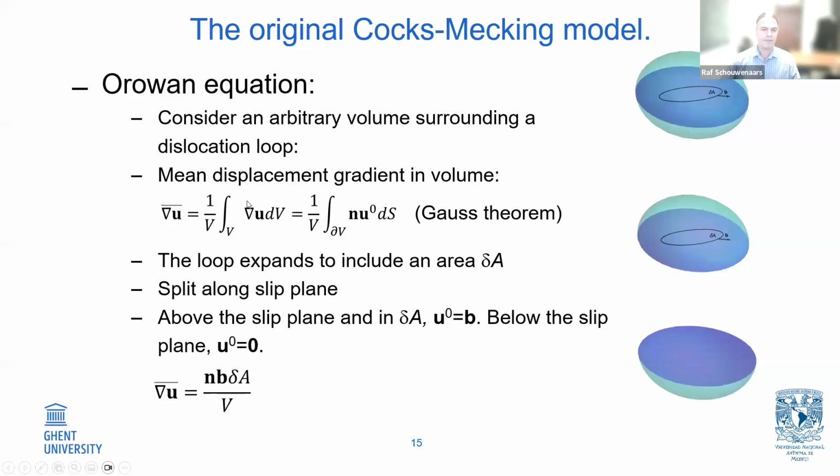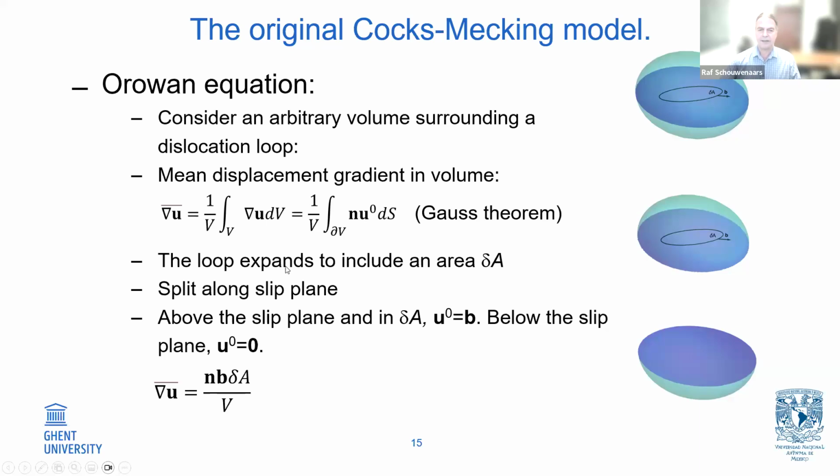So the mean displacement gradient is the integral of the displacement gradient over the entire volume. But by Gauss theorem, you can write 1 over V times the integral over the surface area of the normal times the displacement at the surface.